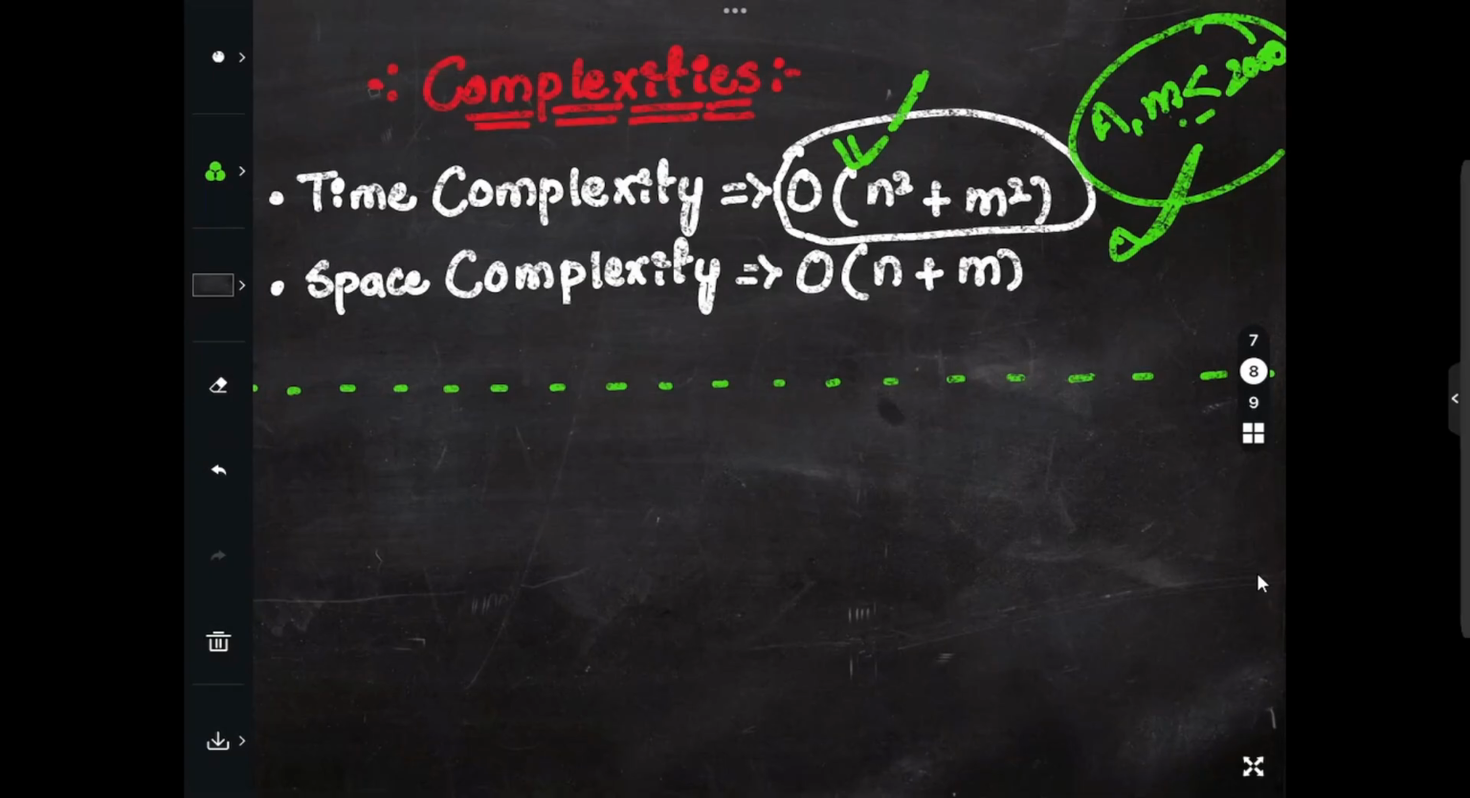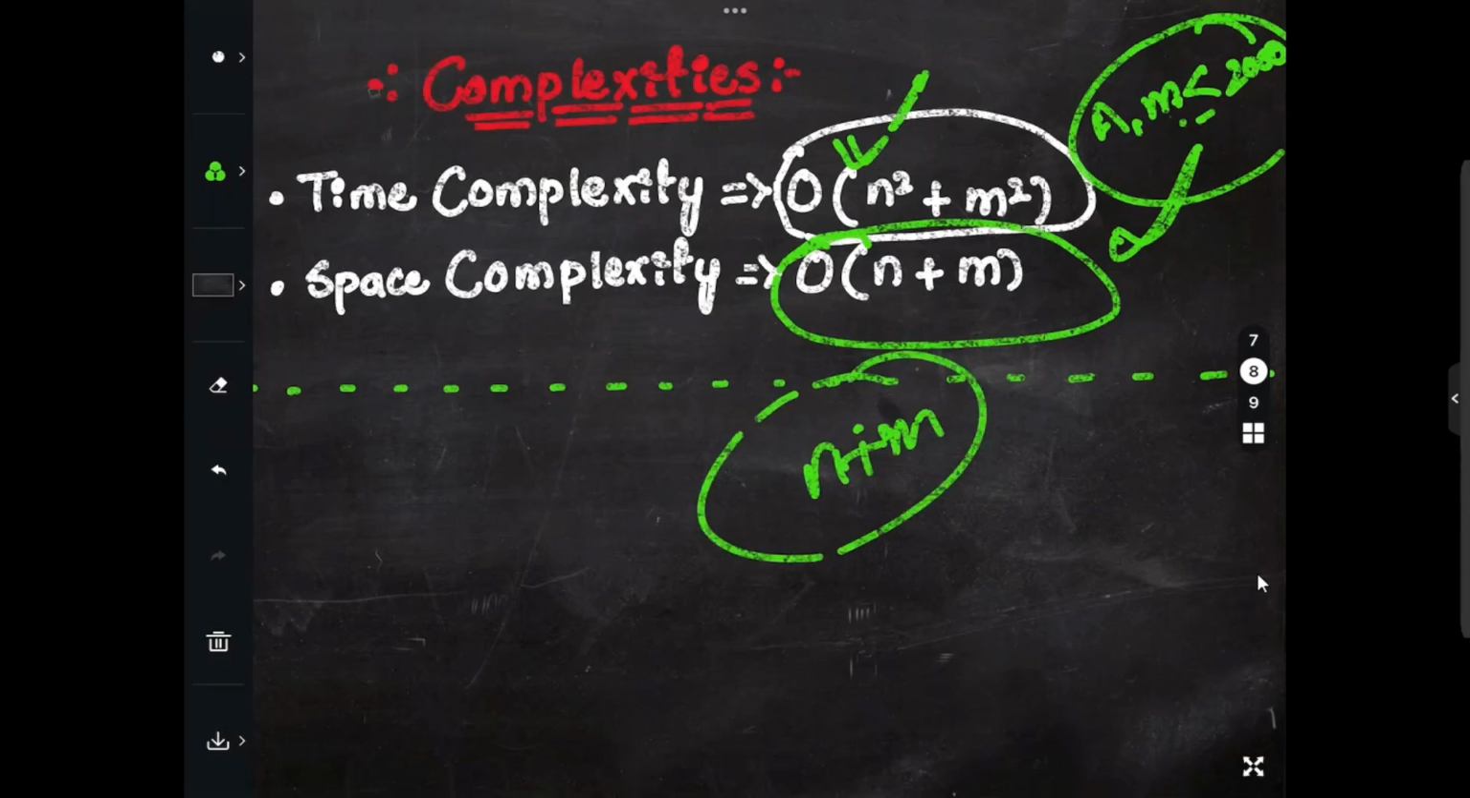So what would be the space complexity then? Here the overall space complexity would be big O of n plus m. Why is it big O of n plus m? Because we are using memory for the arrays for prefix sums and minimum subarray sums, both. So the overall space complexity would be big O of n plus m here.